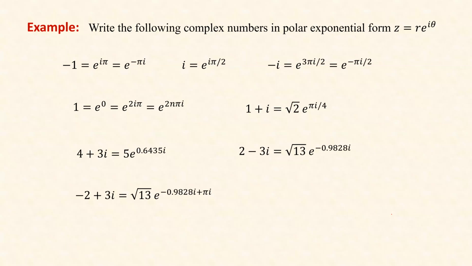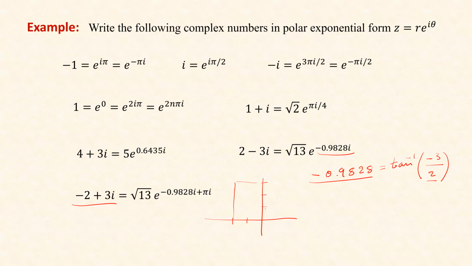And the other one, negative 2 plus 3i, becomes square root of 13. You see here, we have this number, negative 0.9828, is tan inverse of negative 3, the y component, over the 2, the x component. We leave it as it is because x is positive. We are in the fourth quadrant, and it gives us the correct direction. But for this one, where are we? The x is negative. You see, we are here, negative 2 and 3, so we are in the second quadrant, right? So the angle is this.